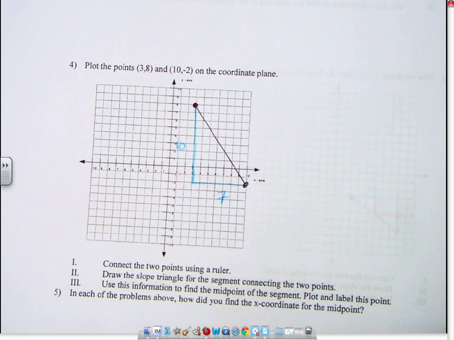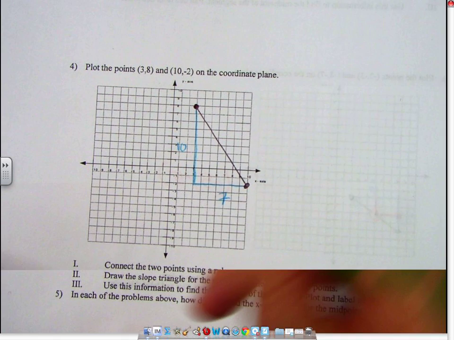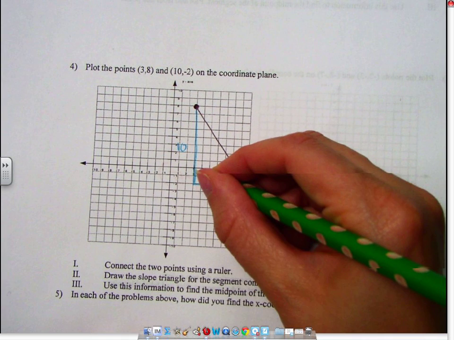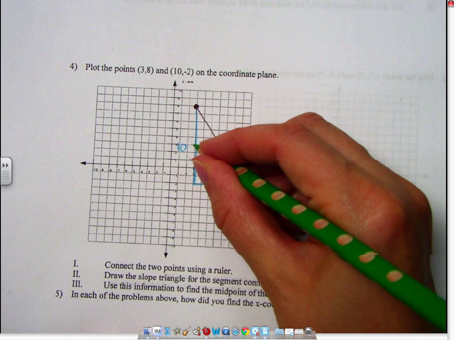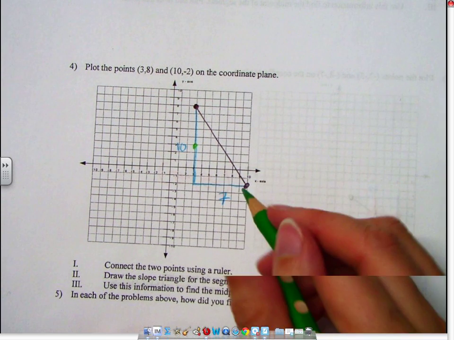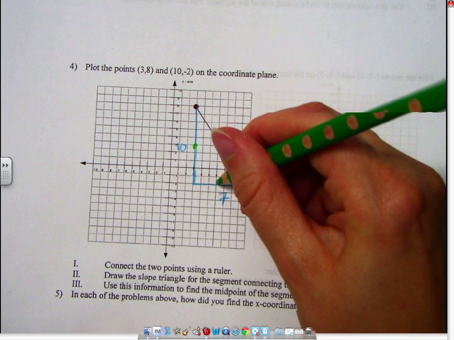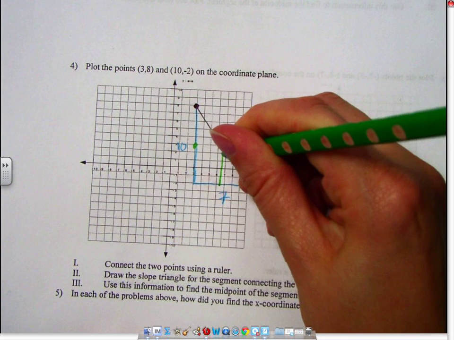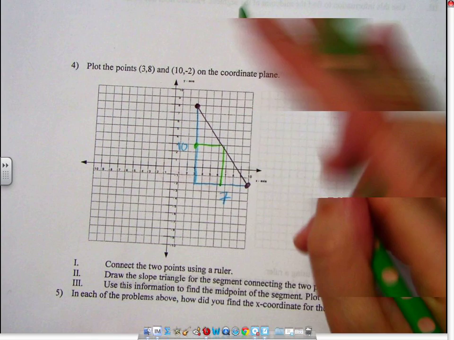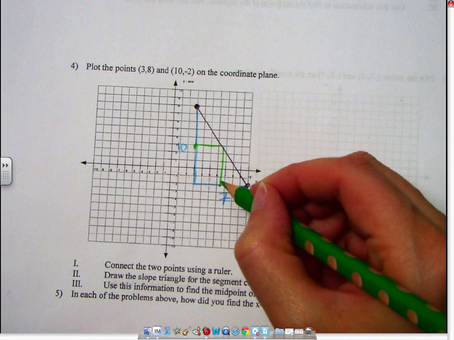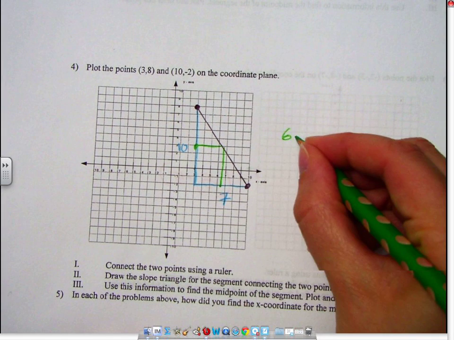Okay, and then again I want to do the middle. Well, 10 is easy because I'm just going to go 5. 1, 2, 3, 4, 5. And 7 I'm going to go 3 1/2, right? 1, 2, 3 1/2. And I'm going to have them meet. So I'm at, let's see, 6 1/2 and 3.